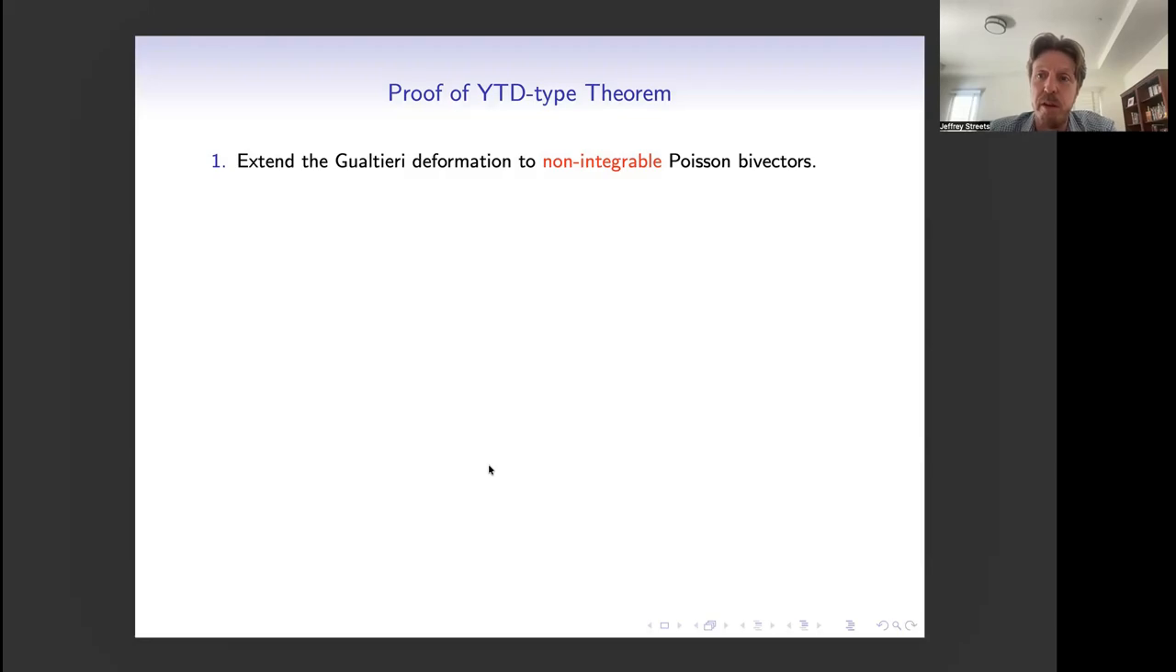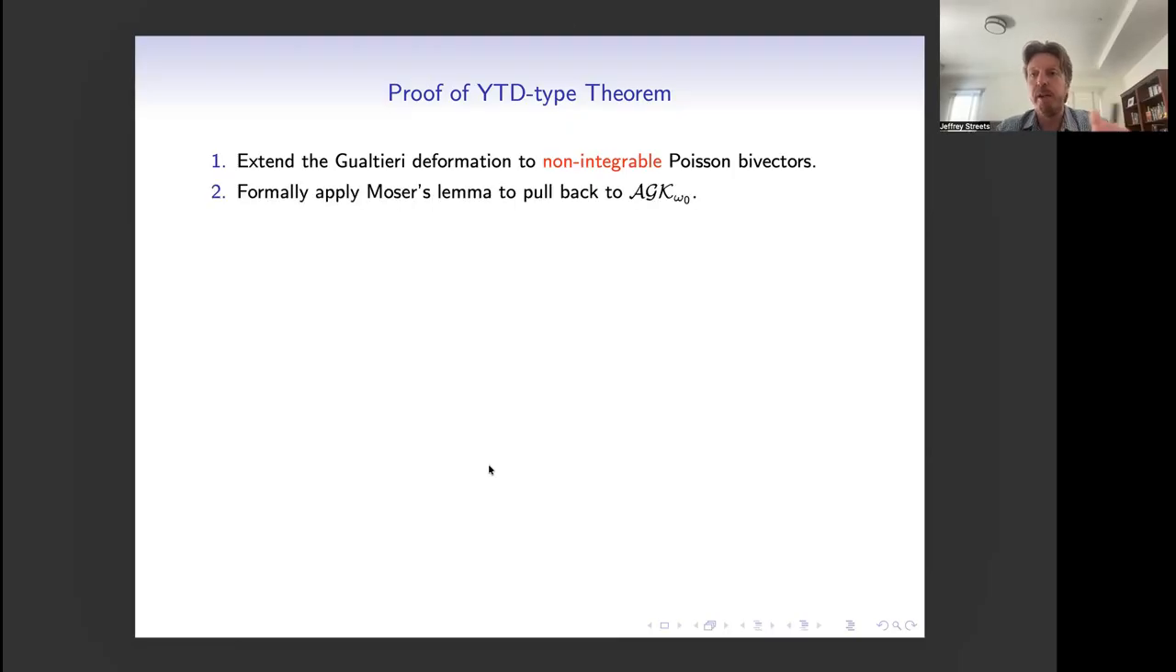for non-integrable Poisson bivectors. And what I mean is that we can solve that nonlinear equation, this f j plus j star f equals this nonlinear term. We solve that where we just don't actually impose that sigma is actually Poisson. Okay, but it's a power series argument and we can do it.